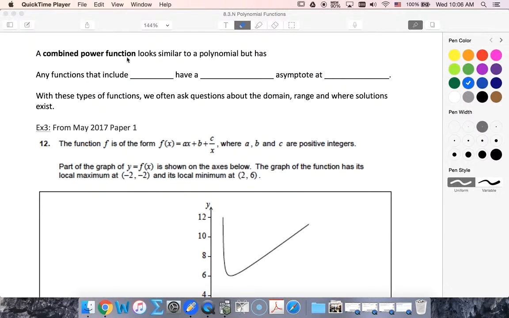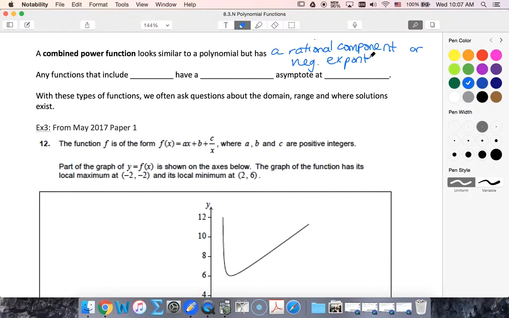So a combined power function is similar to a polynomial, but has a rational component, or negative exponents. And of course, negative exponents make things rational. It makes fractions. So any function that includes a 1 over x term has a vertical asymptote at x equals 0.